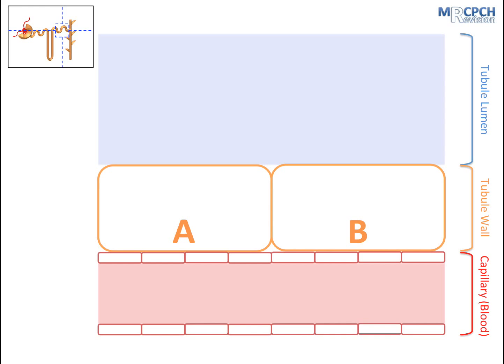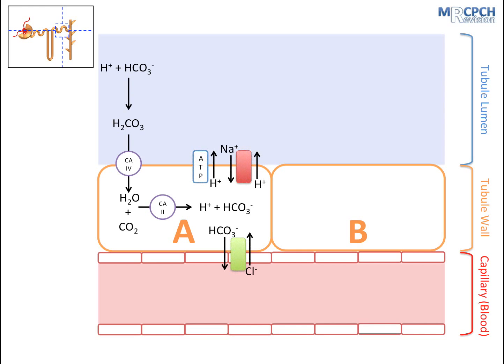So it's very similar to the proximal convoluted tubule cells in that the carbonic acid formed from the filtered protons and bicarbonate is taken up by carbonic anhydrase 4, converted into water and carbon dioxide, which is then converted by carbonic anhydrase 2 in the cytoplasm to protons and bicarbonate. And just like on the proximal convoluted tubule cells, we have the proton ATPase, the sodium-proton exchanger, and the bicarbonate-chloride exchanger.